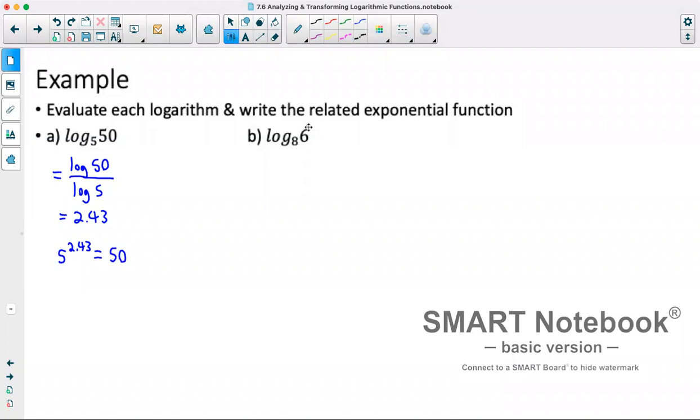Next, we have log base 8 of 6. So this becomes log of 6 divided by log of 8. Now, if we calculate that, that gives us 0.862. If we change that to an exponential function, that'd be 8 to the power of 0.862 is equal to 6.